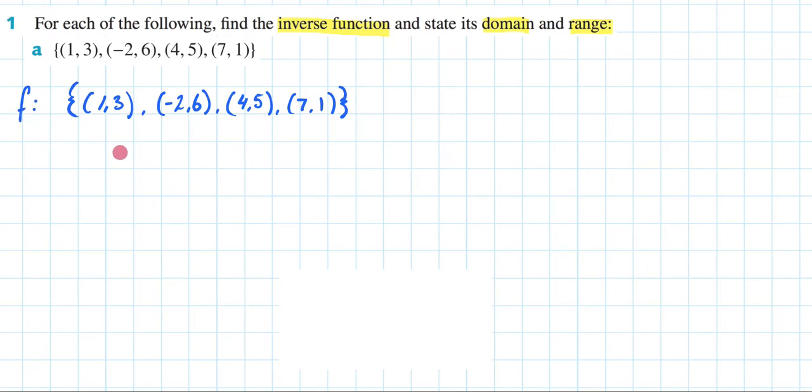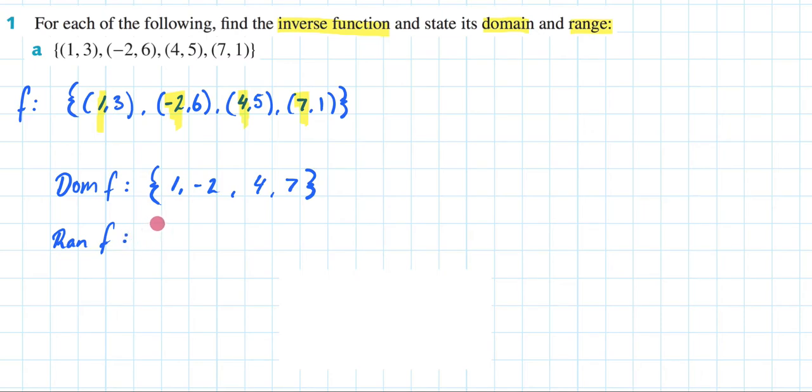Now the question doesn't ask us to do this, but I'm actually going to find my domain of F. And as we all know, my domain is simply my set of all the x values. So it will be 1, -2, 4, and 7. So I could come here and write those all down: 1, -2, 4, and 7. Then I can write down my range of F. And my range will be the set of all the y values. So in this case it will be 3 and 6 and 5 and 1. So I can write those down: 3, 6, 5, and 1.